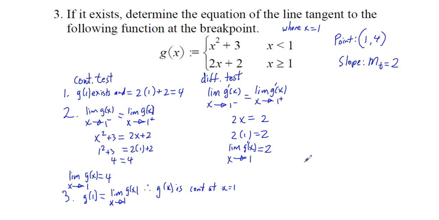And so now we can write our equation for our line tangent, which is going to be y minus, and for 1 comma 4 we have x1 comma y1. Y minus 4 is equal to 2 times quantity x minus 1. And that's going to be the equation of our line tangent to the following function at the breakpoint.